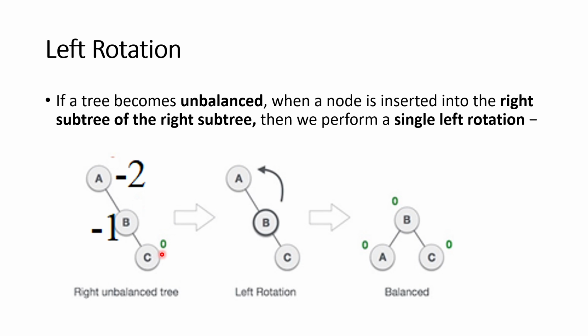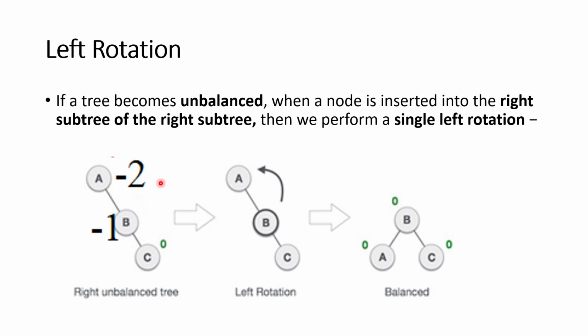Height of C is 0. Height of B is minus 1, because there is no left subtree for B, so it is 0, and the right subtree is height 1, so 0 minus 1 is minus 1. For A, there is no left subtree, 0, and right subtree 2, so 0 minus 2 is minus 2. See, this value is not allowed, it is not a valid one. Only 0, 1, minus 1 are allowed values, minus 2 is not. Here the tree is on the right side, so we have to go for the left rotation.